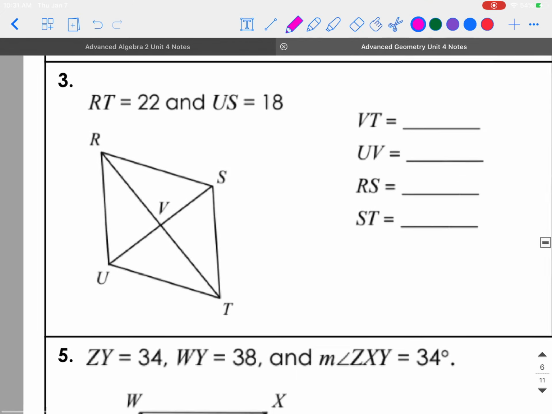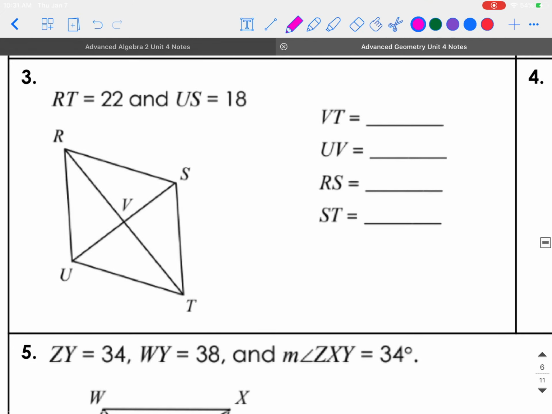Number 3. RT is 22. So that means we have 11 and 11. US is 18. So that means we have 9 and 9. So VT is 11. UV is 9. RS, we don't know.